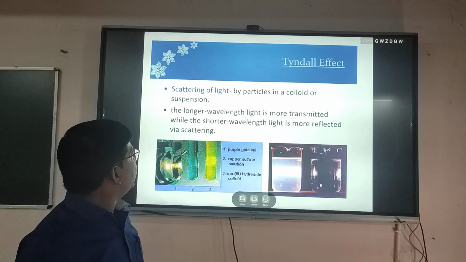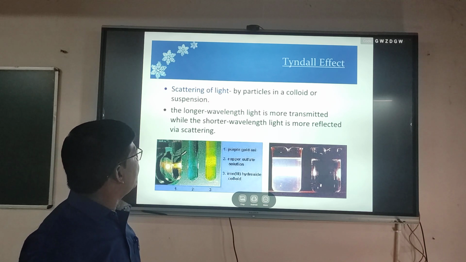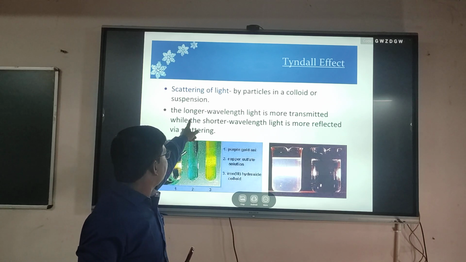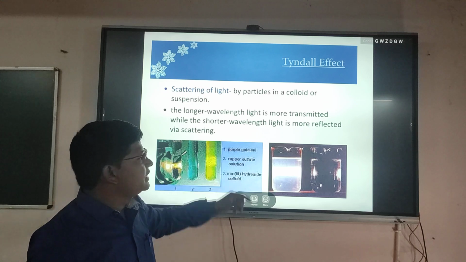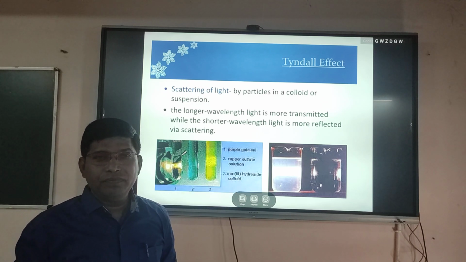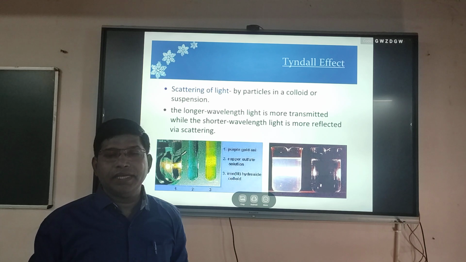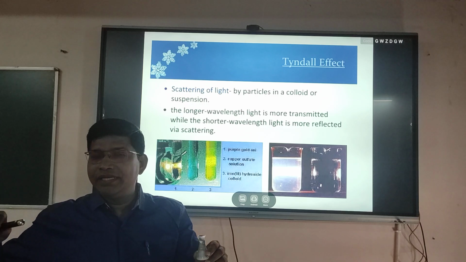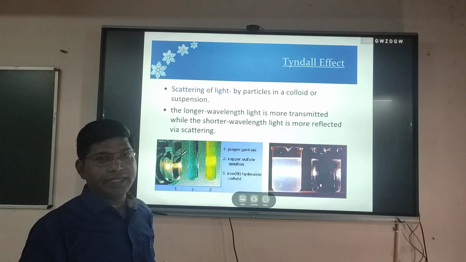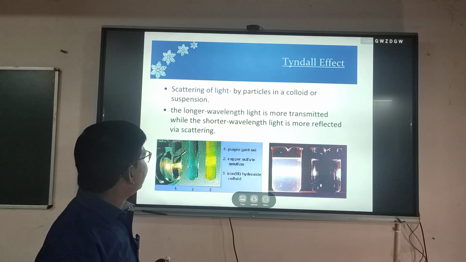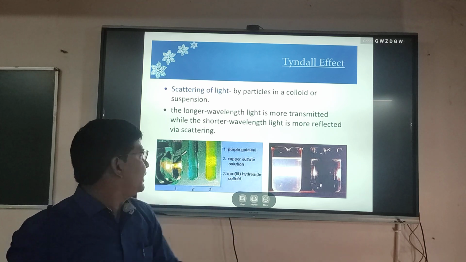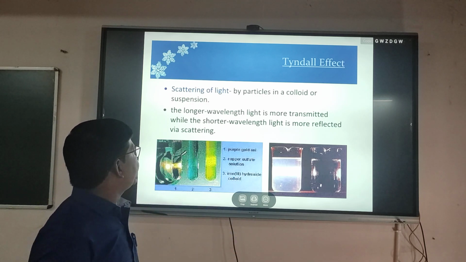This is scattering of light by colloidal or suspended particles. This is a very important point you should remember: longer wavelength light is more transmitted. If you pass longer wavelength light like red, the light will be more transmitted than scattered. While shorter wavelength light, blue color, is more reflected via scattering.